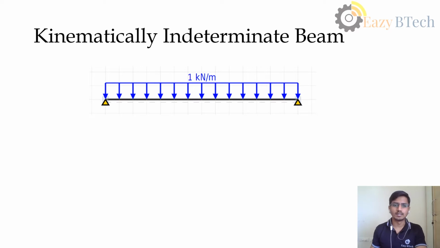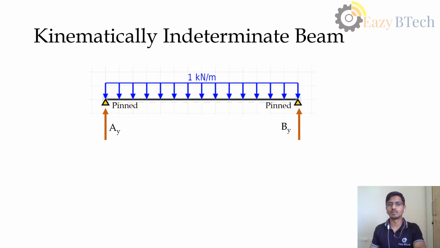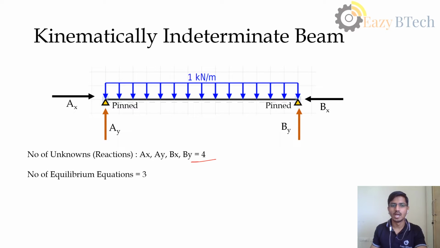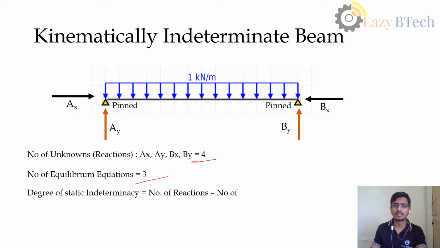So this is a beam with both ends pinned. Now we know how many reactions we get here: AX, AY, BX, and BY. Let us find the degree of static indeterminacy. The number of reactions here is 4. The number of equilibrium equations is 3. The degree of static indeterminacy is the number of unknowns minus the number of equations. That gives me 4 minus 3, which is 1.